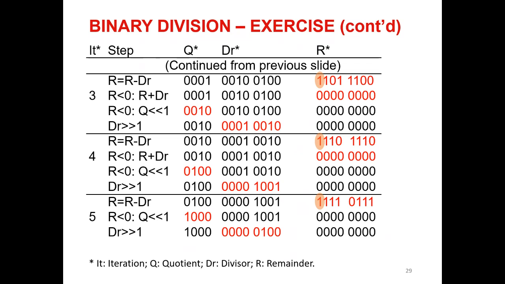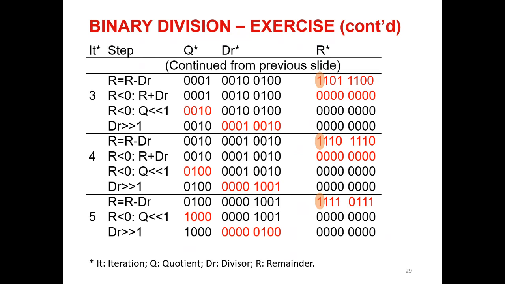Okay, because the dividend had 4 bits. Don't worry, we will see more examples like this in the lab for this part of the module, and it will include doing more operations like this one.